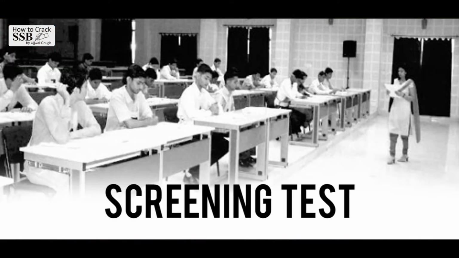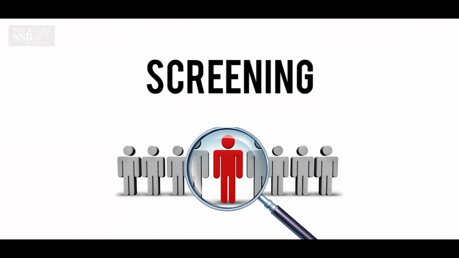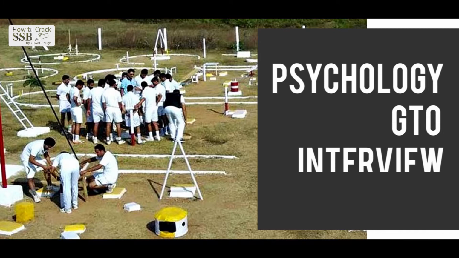The best part is we have already completed the 19 episodes of all the officer-like qualities, and from today onwards we will be starting the next area, that is the screening test, phase 1 of the SSB. So SSB is in 2 phases. Phase 1 is screening, which is basically a stepping stone, and you need to clear phase 1 if you want to get into phase 2, that comprises of psychology, GTO and interview.